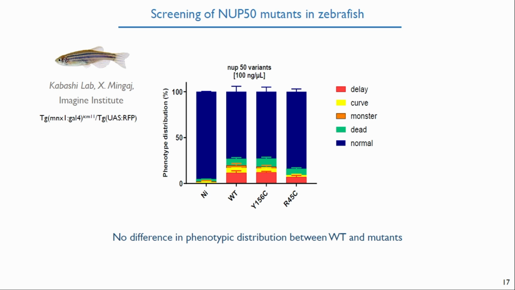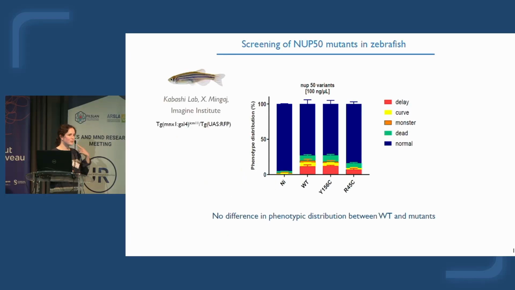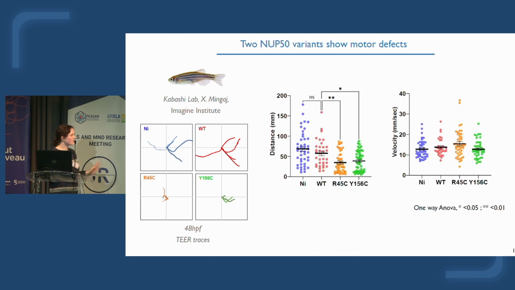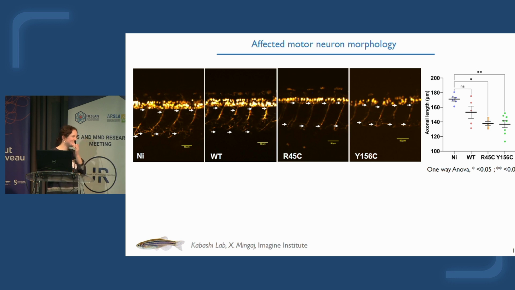So with the help of our collaborators at the Institut Imagine, we injected these variants in zebrafish, and we can see that there was no difference in phenotypic distribution between wild type and mutants, although the overexpression of the wild type also has some slight effect compared to non-injected zebrafish, to keep in mind. And looking at the motor test, we can see that the variants R45C and Y156C led to a decrease in distance swam compared to wild type and non-injected zebrafish.